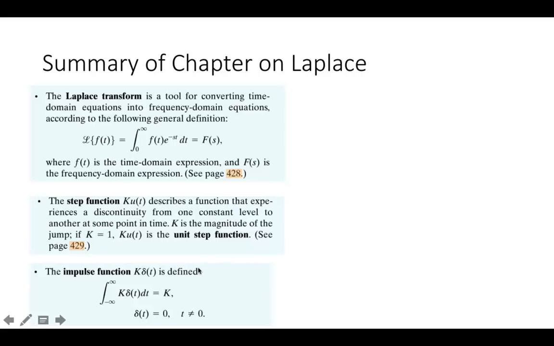The impulse function is defined through the integral. Basically, the impulse function is 0 everywhere that t does not equal 0, and then the impulse function has infinite amplitude at t equals 0.